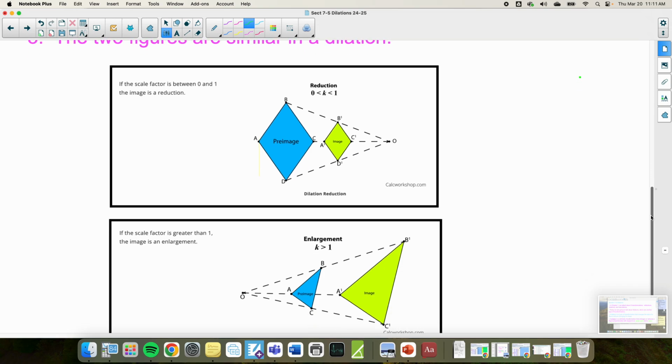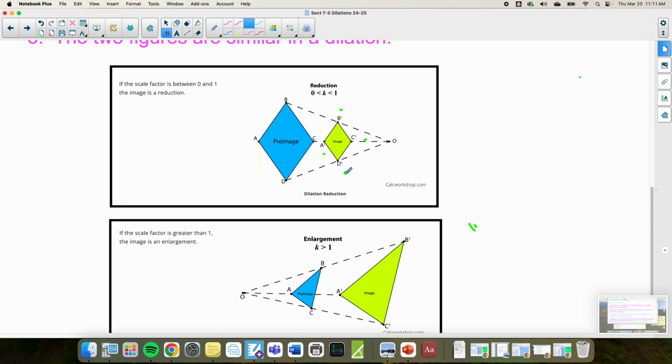Another thing I didn't talk about yet is your pre-image is just going to have normal letters for the points, like A, B, C, D. Your image is going to have primes by each of them. So this point right here is A prime, B prime, C prime, and D prime. So that's going to be your new figure.